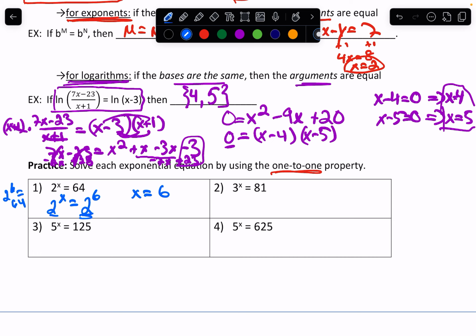Okay, next one. 3 to the power of x equals 81. We're going to do the exact same thing. We're going to figure out, or write this, with the same base. So on the left, we still have 3 to the power of x. 81 can be written with the base 3. It is 3 to the power of 4. So 3 to the power of 4 is 81. So our x is going to equal 4.